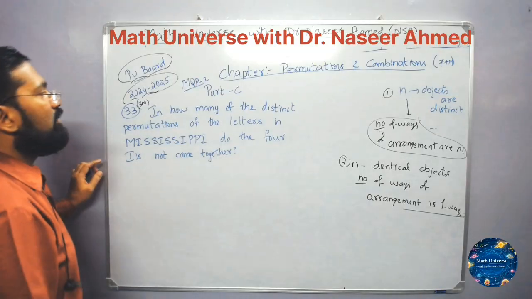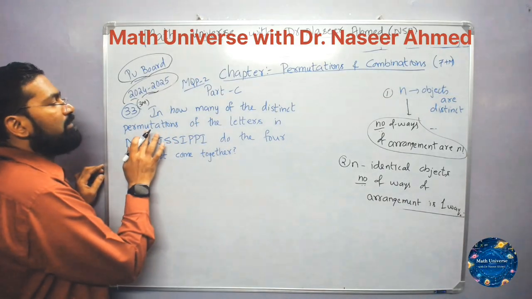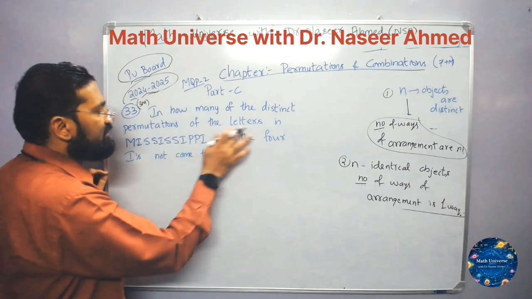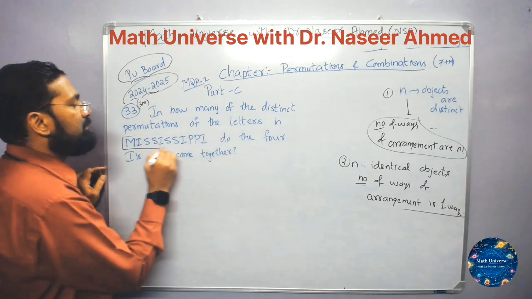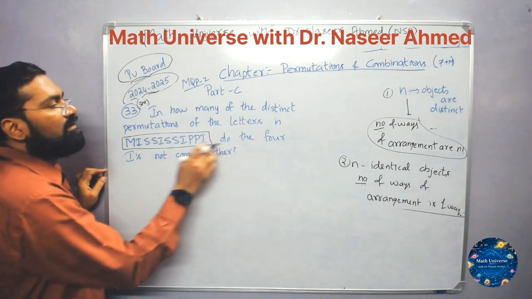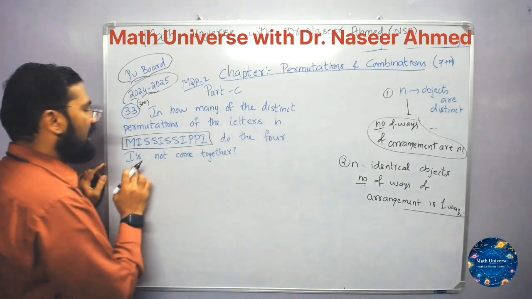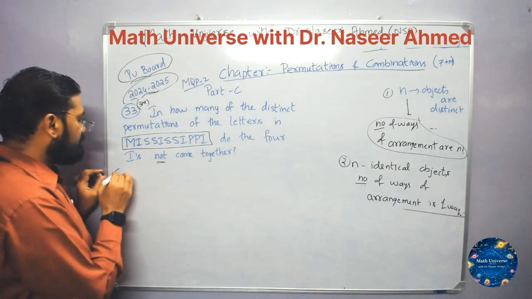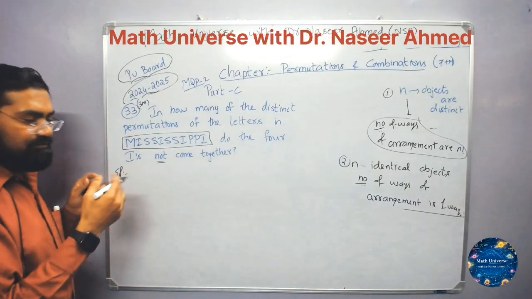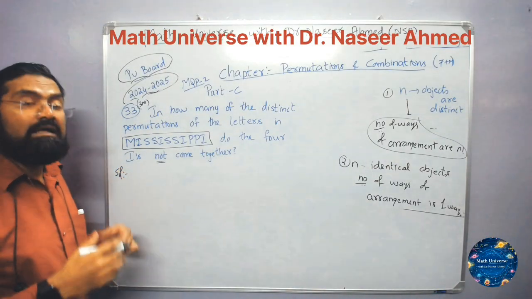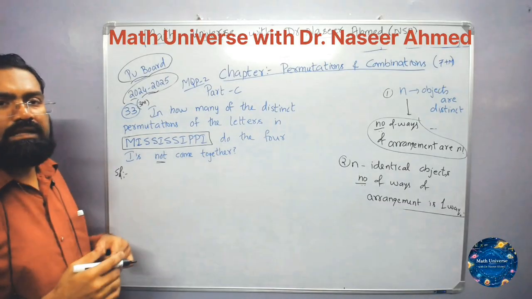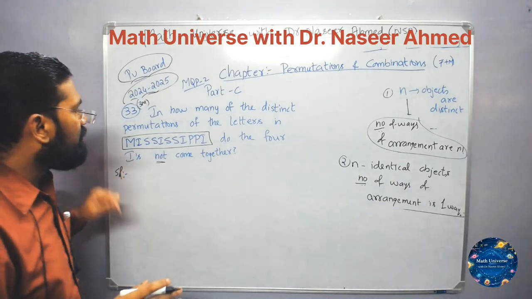Now they are saying, in how many distinct permutations, as soon as you see permutations, it is arrangement of the letters in the word Mississippi, do the 4 I's not come together? They should not be together. Solution. See, whatever formula we have got for permutation of identical objects gives all the possible arrangements, together, not together, everything. Now we want not together.